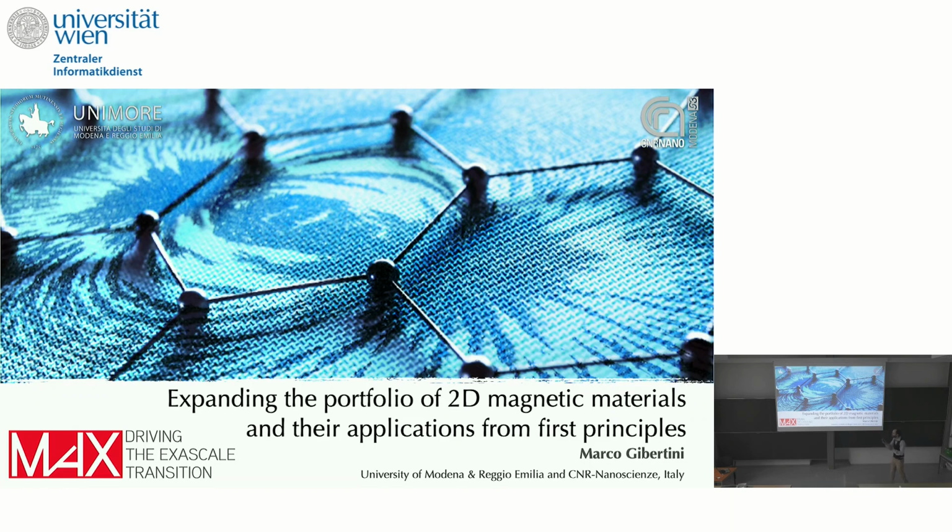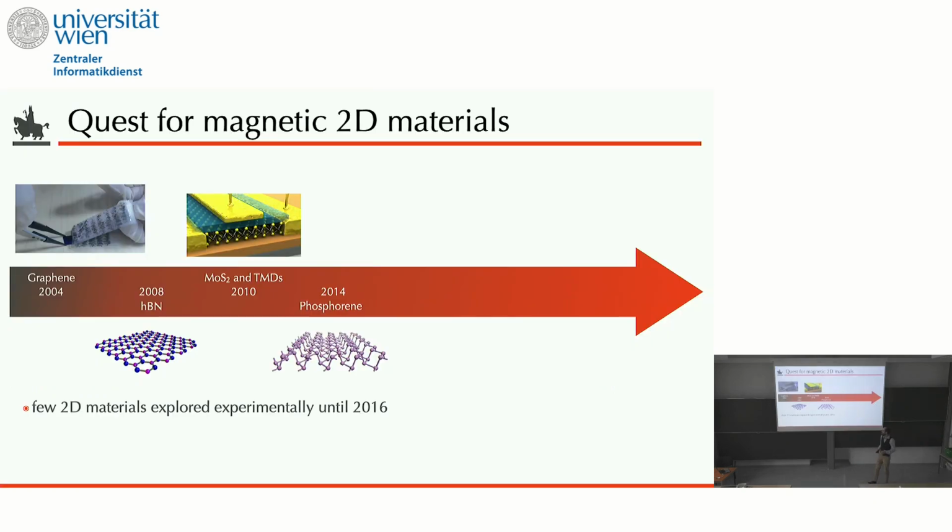So in this half an hour, a bit more, I would like to discuss how first principle simulations can allow us to improve and expand the portfolio of 2D magnetic materials. And to me, this is particularly important because 2D magnetic materials have changed the way in which experimentalists approach the synthesis and the exfoliation of 2D materials.